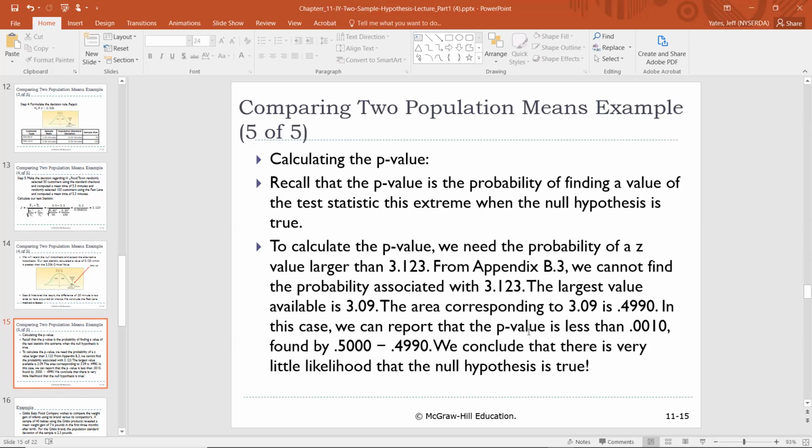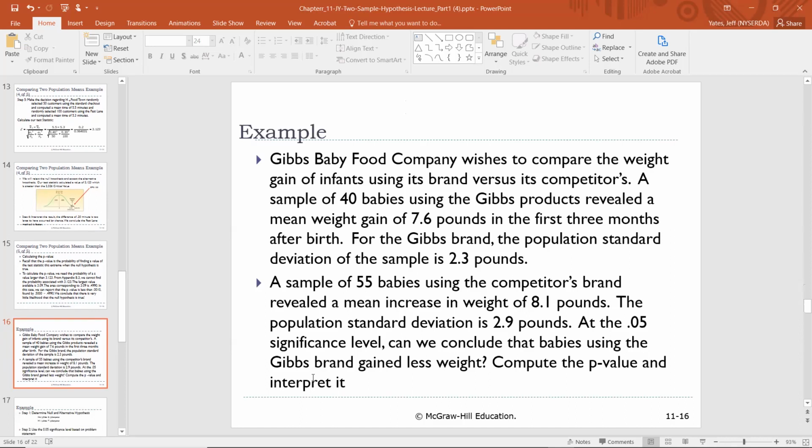So if you take a look at B.3, the T distribution table, or the Student's t distribution, you can't find a probability associated with 3.123. The largest value is 3.09. The area corresponding to 3.09 is 0.4990 of the curve. So in this case, the P value is less than 0.001, and we subtract that from the half of the curve. So we conclude that there's very little likelihood that the null hypothesis is true, which is what we expected anyway. I prefer to use the R script because we've got to do gyrations to understand how to look at the table, and how to compare the critical value versus the T statistic that we've calculated versus what's in the table. I prefer to use the R script for that.